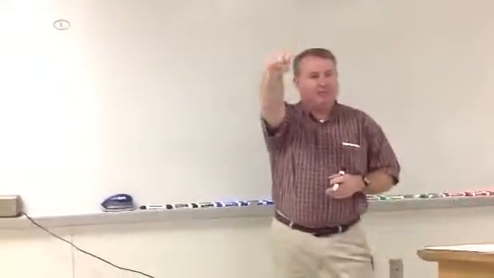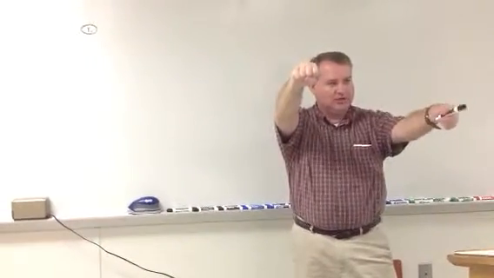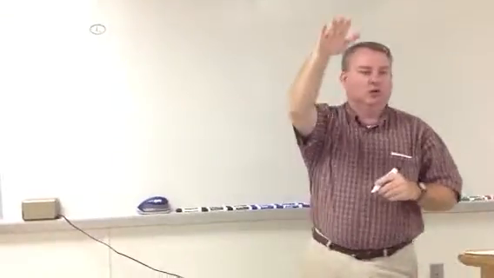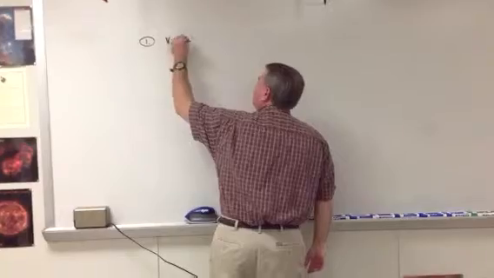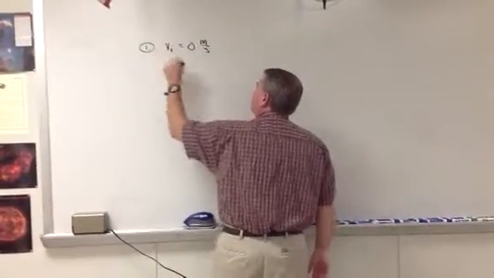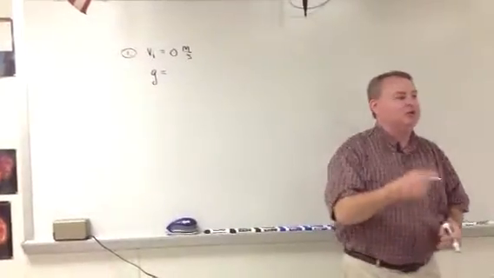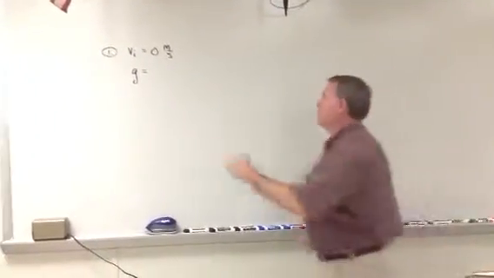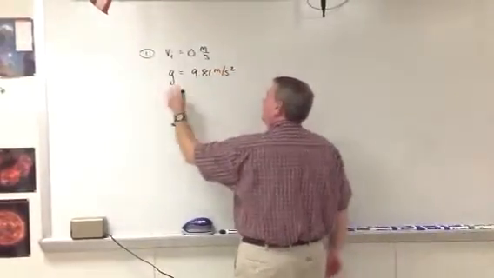So you have an object that is starting from rest, so the initial velocity is equal to 0, and you let it go, so it free falls downward. The initial velocity is equal to 0 meters per second. Gravity is always acting on it in the downward direction, and that value is equal to 9.81 meters per second squared.